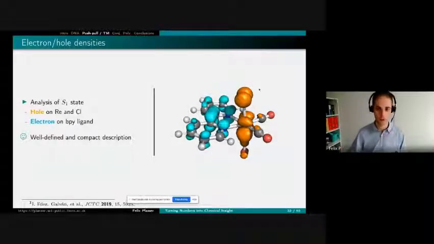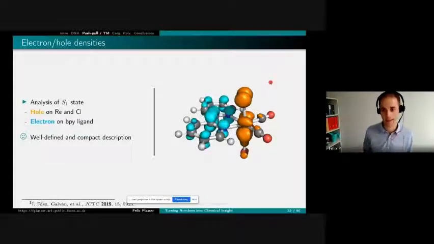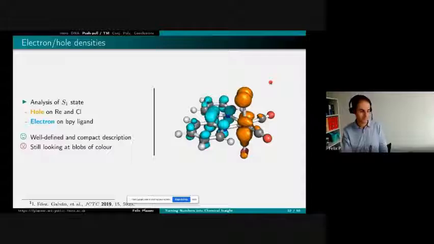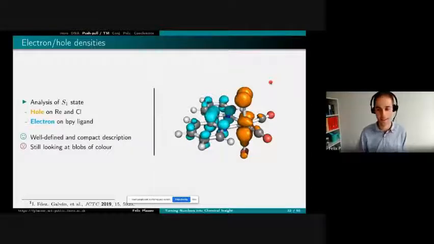We see the hole is on this side, the electron is on this side. So this is a clear metal to ligand charge transfer state with some involvement of chlorine. And if you have ever worked with these transition metal complexes, they can be a real pain because the canonical orbitals are just all over the place. At the end of the day, you have no clue what's really going on. And we're still looking at blobs of colors, to stick with that theme.